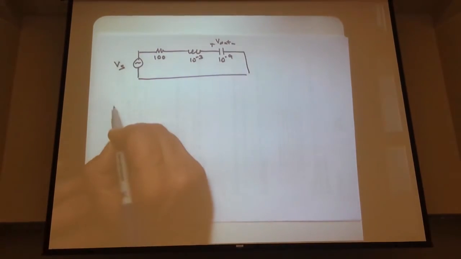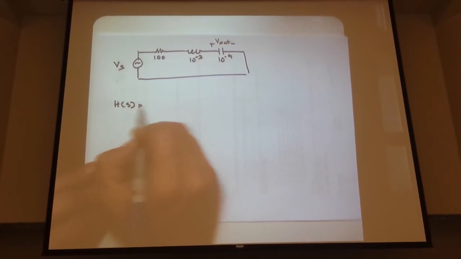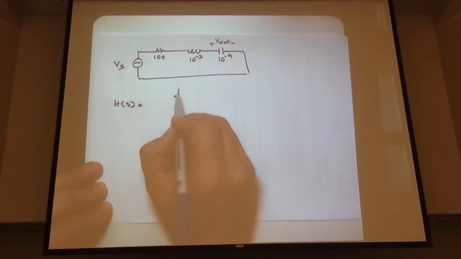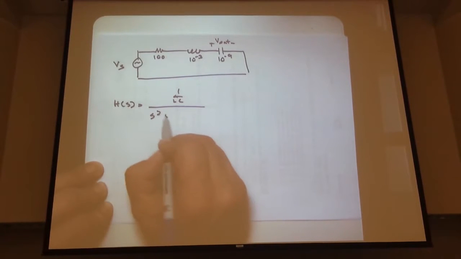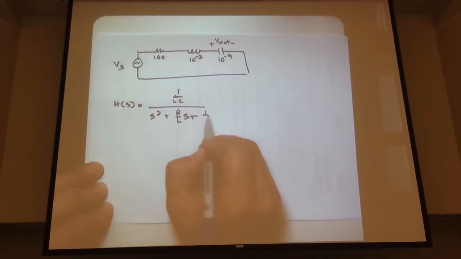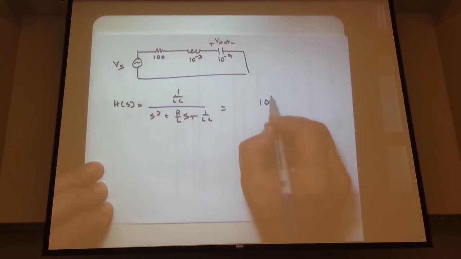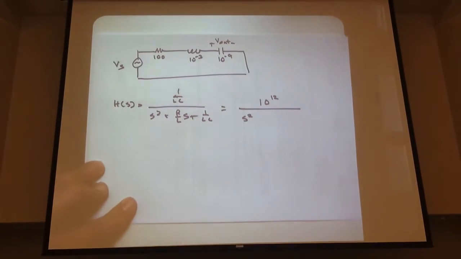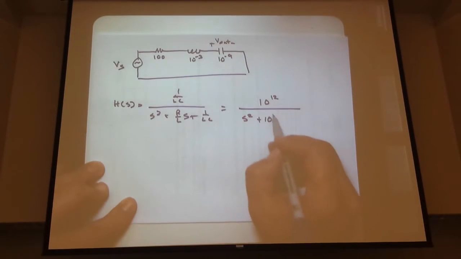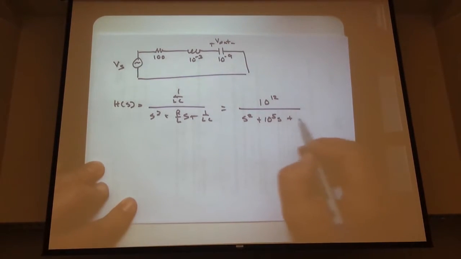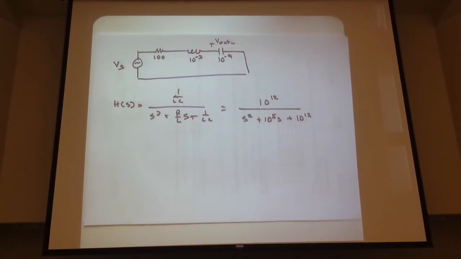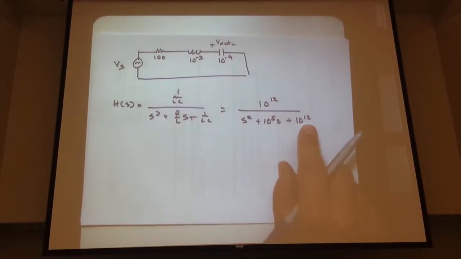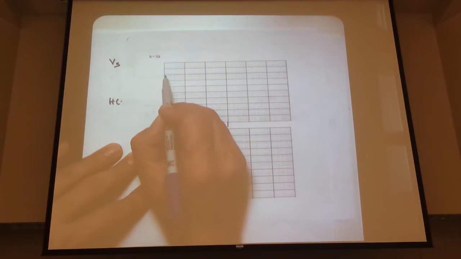Transfer function hasn't changed. H of S is still 1 over LC, S squared plus R over L, S plus 1 over LC. Nothing's changed there. I haven't written that out for a while, so probably a good time to do that. S squared plus 10 to the 5th S plus 10 to the 12th. And again, we still start with the critically damped case. As soon as we're underdamped, start with the critically damped approximation. Our resonant frequency, which would be our cutoff frequency of the critically damped case, is at 6. And so we can start here.